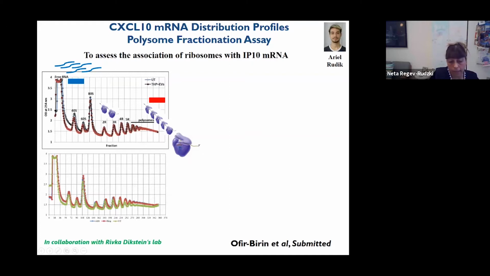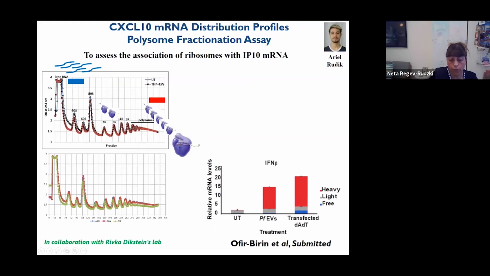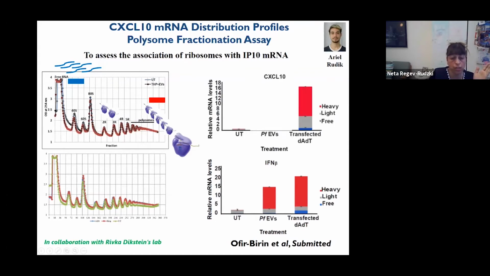So when we look at another cytokine, for instance, interferon beta, when we introduce the parasitic vesicles or in the positive control, we got a heavy translation, polysome fraction for this mRNA loaded with many ribosomes. But what happens to IP10? In the positive control, heavy translation in the polysome fraction. But when we introduce the parasitic vesicles, we got this massive shift into the free RNA fraction. So no association of the ribosomes to this specific RNA, only when we introduce the parasitic vesicles.